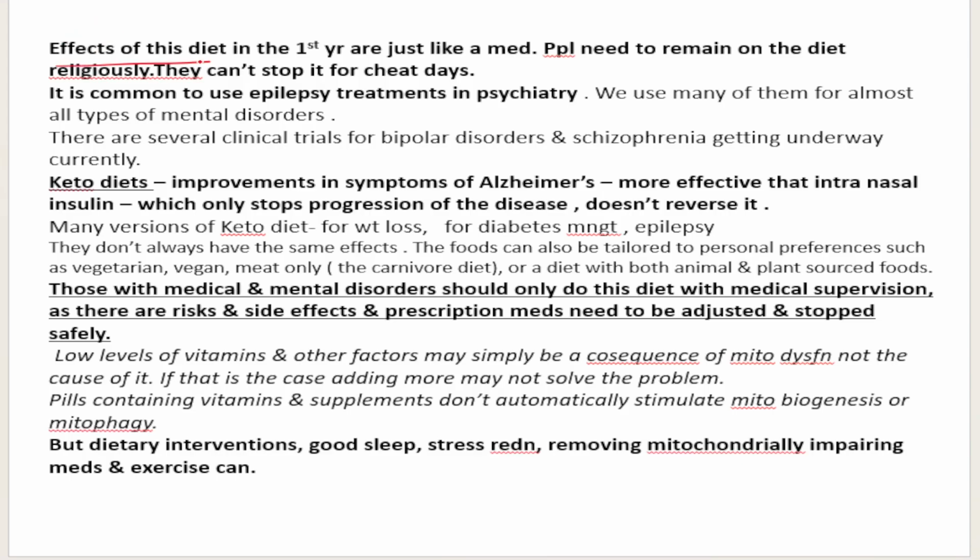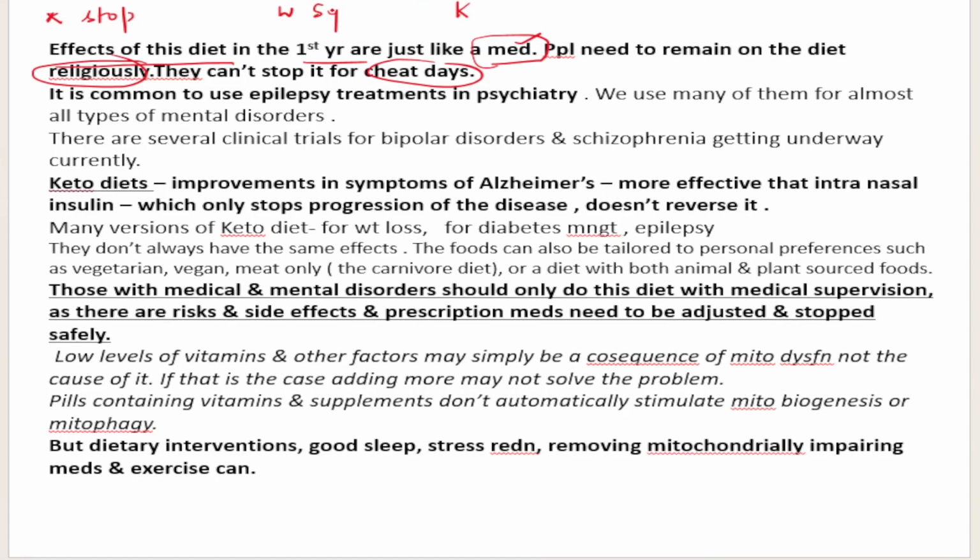Now, the effects of this diet in the first year are like a medication. If you take this ketogenic diet, you need to remain on this diet religiously. You can't stop it for cheat days, because it is working just like a medication. Just as stopping a psychiatric medication results in withdrawal symptoms, in the same way, when you stop this diet, it will cause withdrawal symptoms, and the symptoms can worsen. So you need to follow this diet religiously.